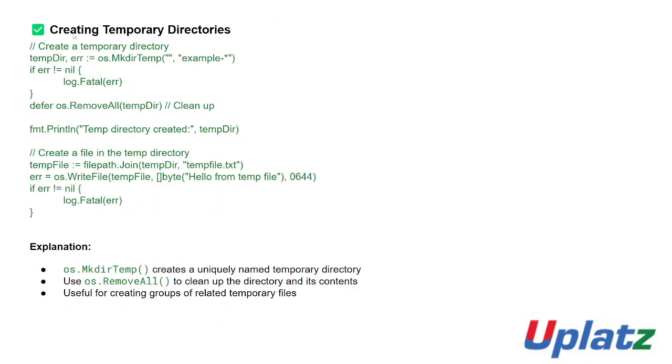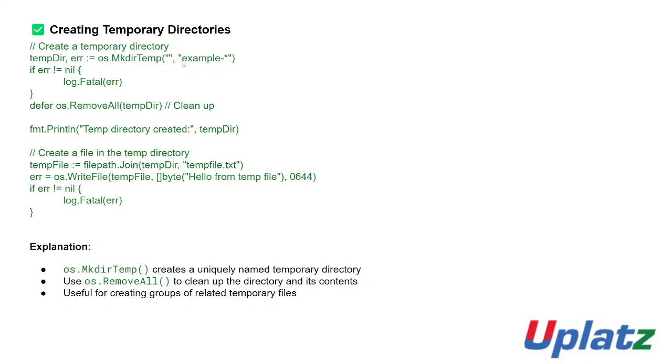Next, creating temporary directories. Create a temporary directory: temp dir, error, os.MkdirTemp. Then blank first one, second one is like that. os.MkdirTemp creates a uniquely named temporary directory. Use os.RemoveAll to clean up the directory and its contents. It is useful for creating groups of related temporary files.